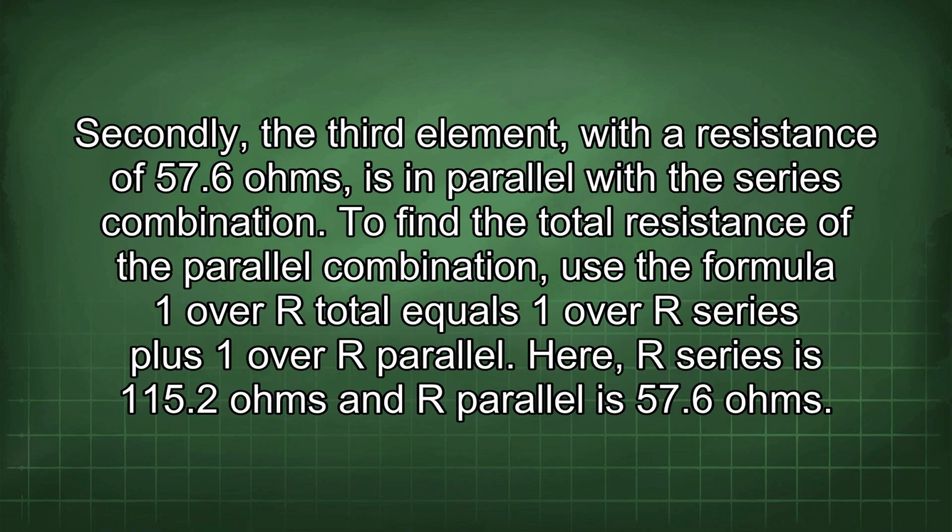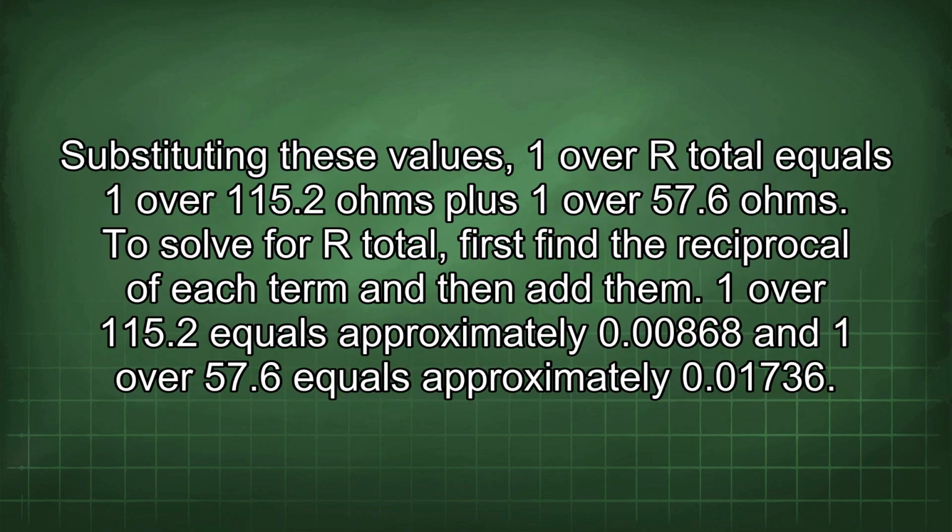Secondly, the third element, with a resistance of 57.6 ohms, is in parallel with the series combination. To find the total resistance of the parallel combination, use the formula 1 over R total equals 1 over R series plus 1 over R parallel. Here, R series is 115.2 ohms and R parallel is 57.6 ohms. Substituting these values, 1 over R total equals 1 over 115.2 ohms plus 1 over 57.6 ohms. To solve for R total, first find the reciprocal of each term and then add them.